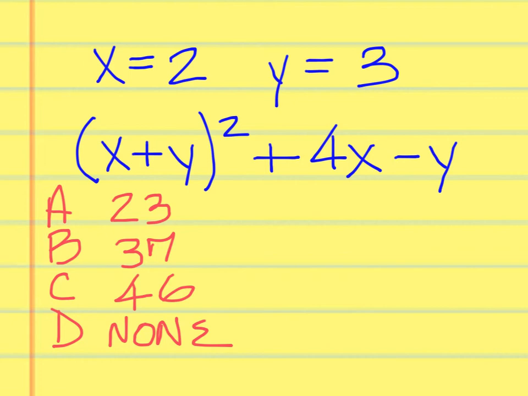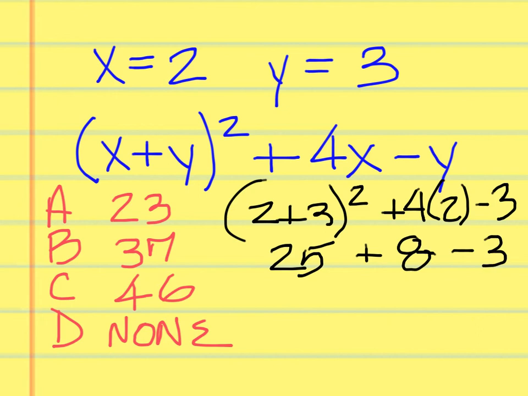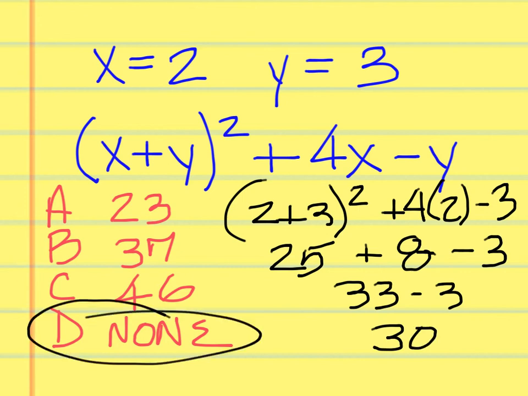If you substitute in 2 for X and 3 for Y, you'll have to go back and simplify. 2 plus 3 is 5. 5 squared is 25. 4 times 2 is 8, and then minus 3. 25 plus 8 is 33, minus 3 is 30, so it's not listed. It should be D.